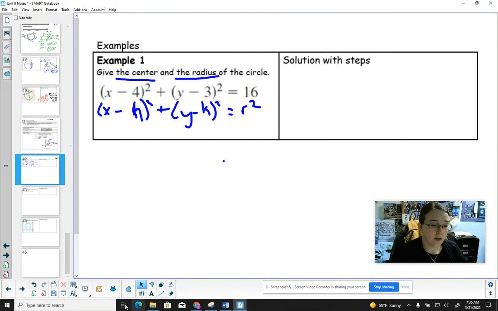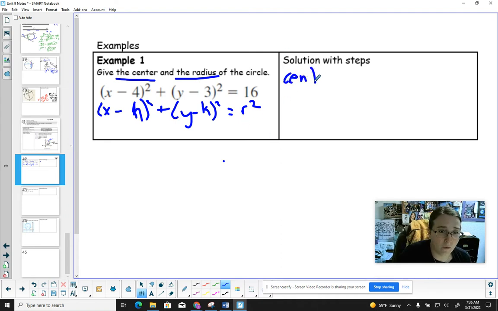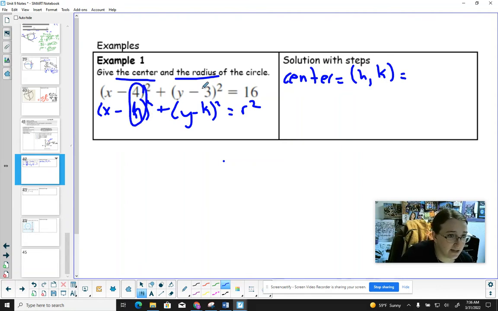There we go. Okay. So again, you can see that on the formula sheet, HK is the center. So I'm going to put center. And again, the center is found at H comma K. So let's look at our equation. Here is h. H goes with x.